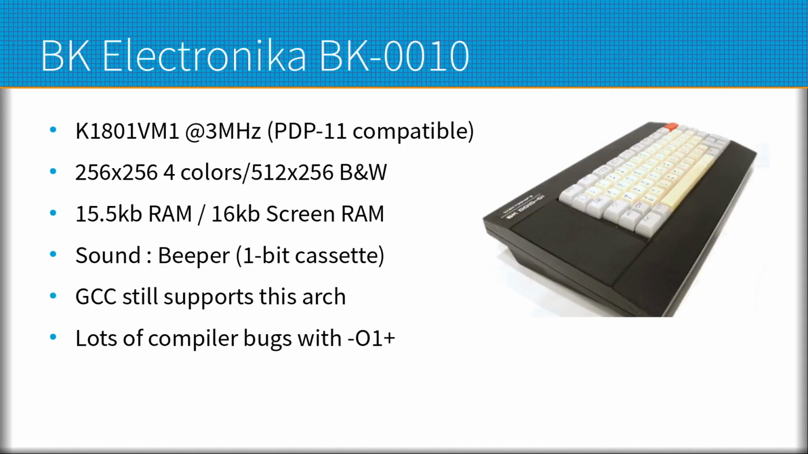So this one is a Soviet computer. This is the BK Electronika, also called BK0010. And this one came with the 3 megahertz 16 bits PDP-11 CPU. Now you may think that because this is a 16 bits processor clocked at 3 megahertz, it would be very fast, but you would be wrong.